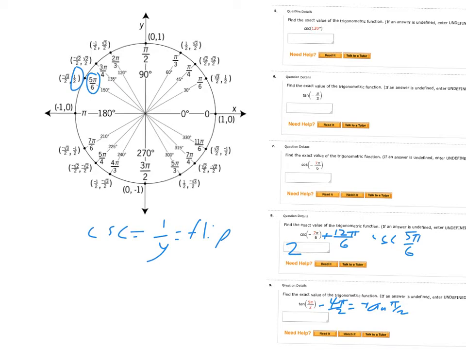Next up for tangent of 5 pi over 2, which I'm actually doing is tangent of pi over 2, I would go to pi over 2, and we know that tangent is y over x, and so this would be 1 over 0, which is undefined, which you have to write out here. Remember, if it's a 0 on top, that's 0. If it's 0 on bottom, that's undefined.